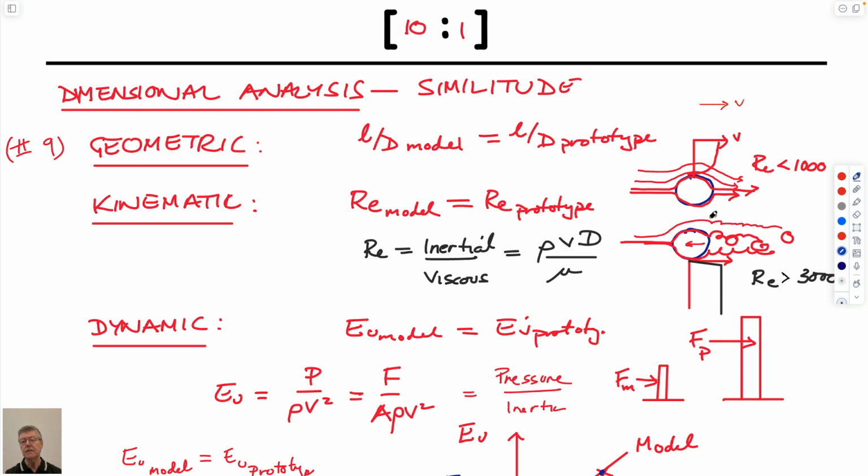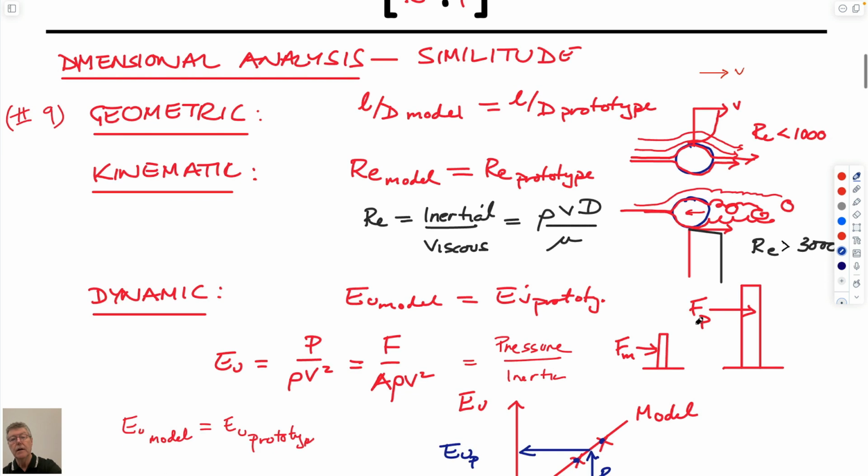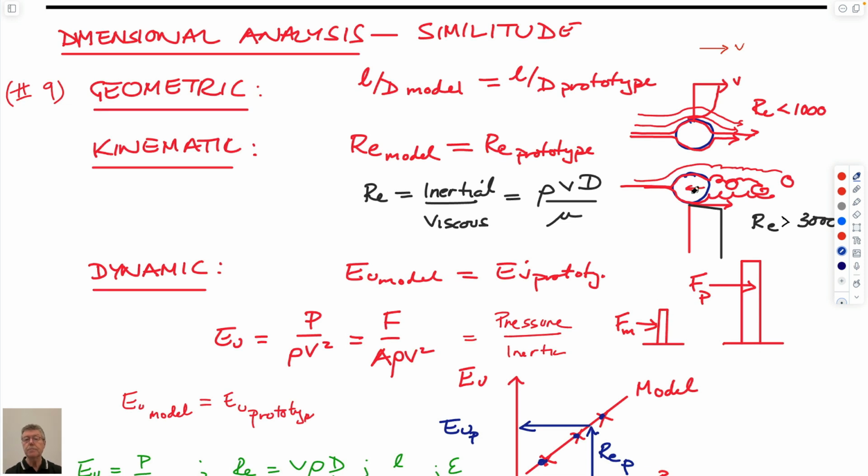And so that indexes whether the flow looks like this or looks like this. If we think in real life the flow is going to look like this, when we want to run our experiment at this high Reynolds number. So then, if we run our experiment at this high Reynolds number, we can measure the force that's applied on the structure. And so if it's a wall or a tall building, then we have a model and we have a prototype which we want to calculate.